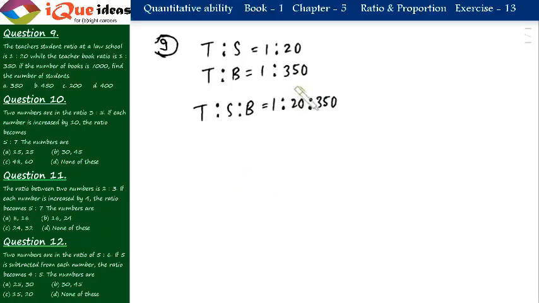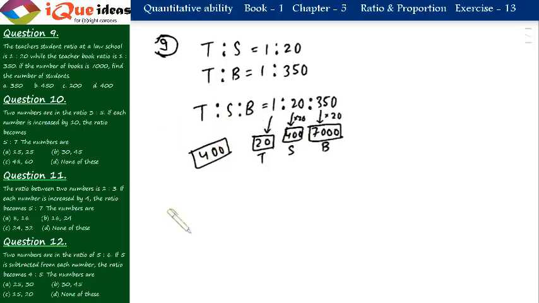That means 350 stands for 7,000. So we can directly use the unitary method: 350 is multiplied by 20 to get 7,000. So 20 times 20 will become 400, and 1 times 20 will become 20. So that means the number of teachers is 20, the number of students is 400, and the number of books is 7,000. Alright, the question is asking to find the number of students. So there are 400 students in this law school. Okay, so very simply we can do this question.